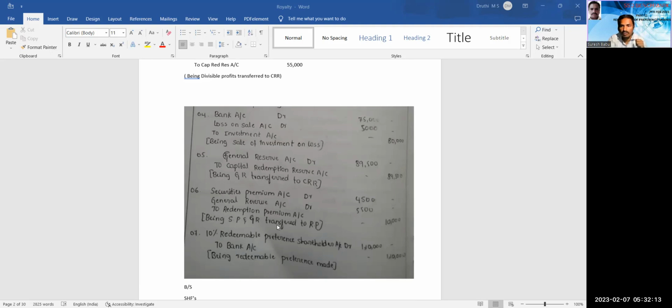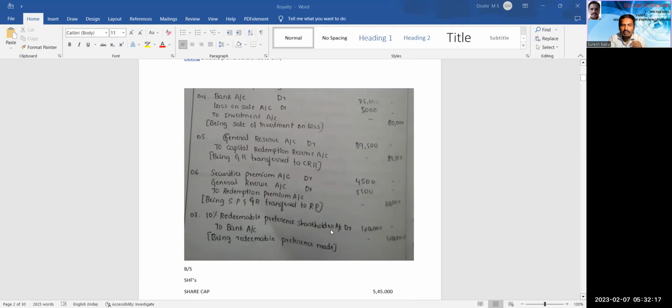Because investments were also sold, you made the arrangement. Now you write redeemable preference shareholders account debit 1,10,000 to bank account. You are making the payment. 1,10,000 debit, 1,10,000 credit. Being redemption of preference shares. Over. Journal entries, 7 journal entries over.